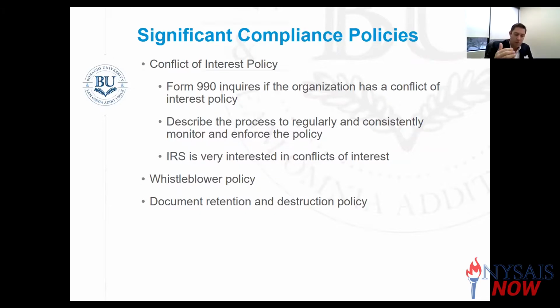So the 990 asks if the organization has a conflict of interest policy that would address such a thing. It describes a process for monitoring this type of policy. Is it your policy as a board member to fill out an annual conflict of interest? And what happens when those are all taken up by the board chair? Are those conflicts made public to the rest of the board? That's a best practice to get into if that's not happening. Because how do you as a board member know if there's any other type of conflicts?